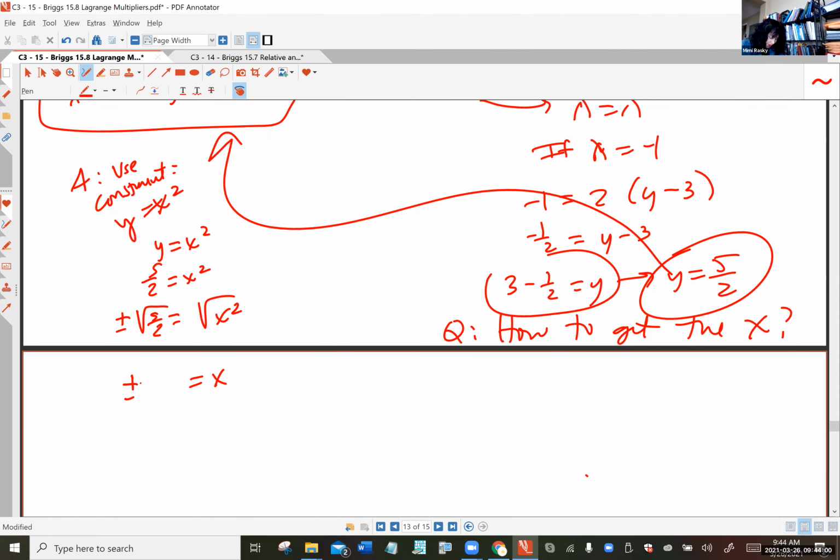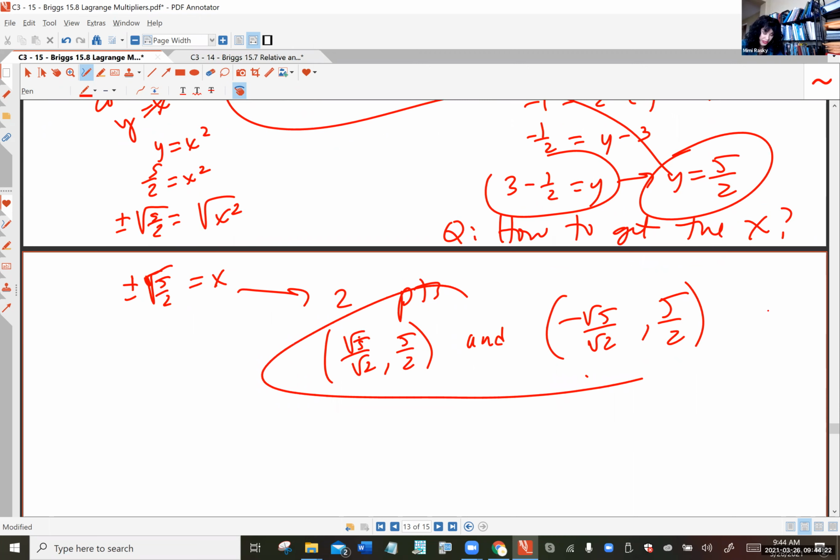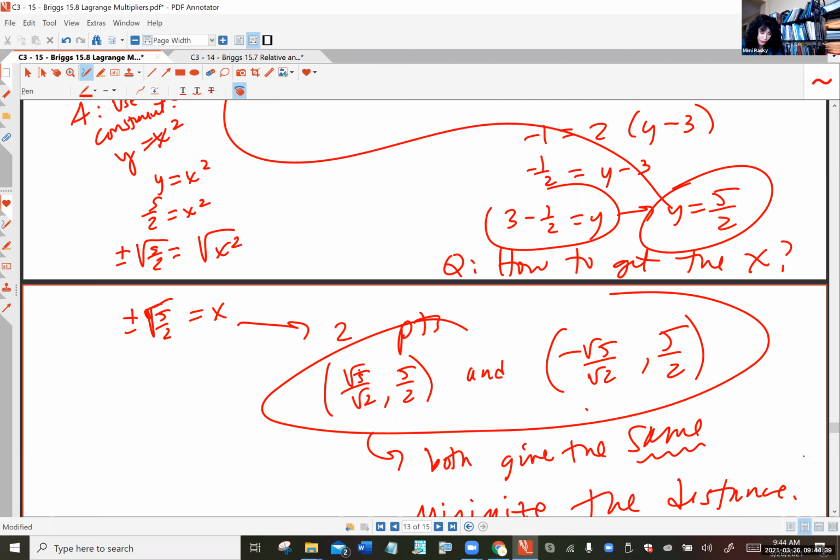Watch closely. So what are we saying? The 2 points are going to be square root of 5/2, and negative square root of 5/2. Oops, that's just one negative there. Sorry, I got carried away. And both of them minimize the distance. They both give the same minimum distance. One isn't a max and one isn't a min. Both of these minimize. Well, how do you know? Well, you could just plug it into the distance formula that we did at the very beginning of this problem to prove it to yourself.